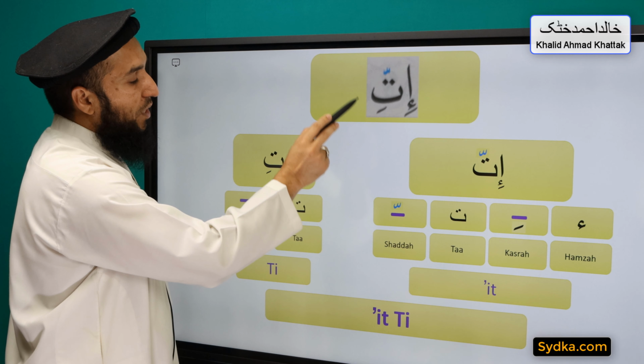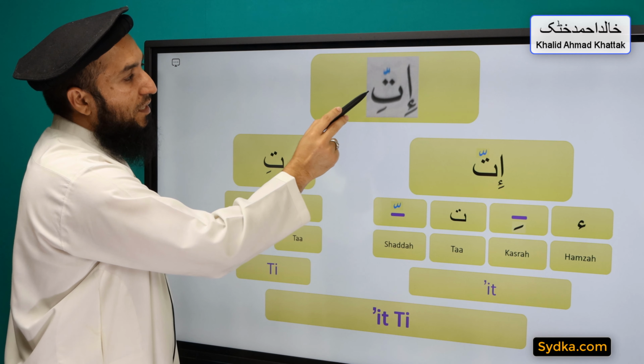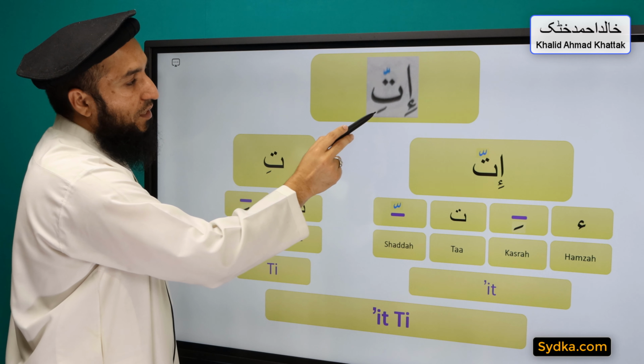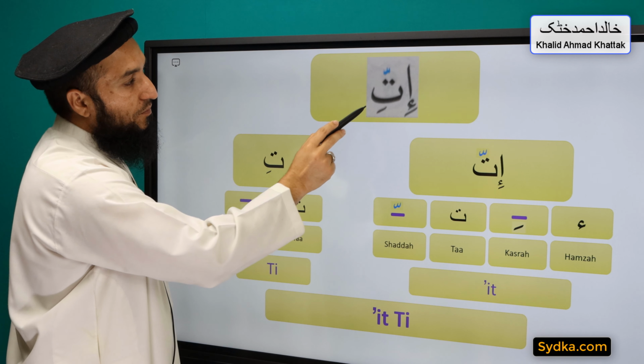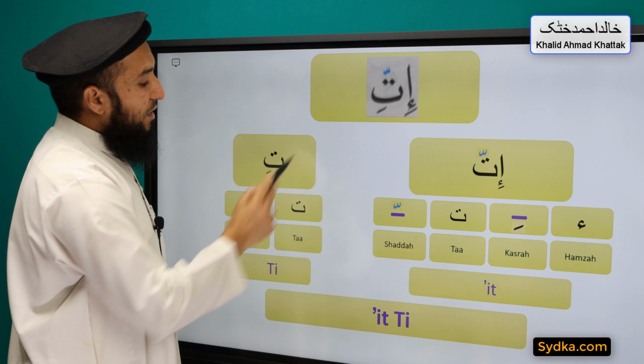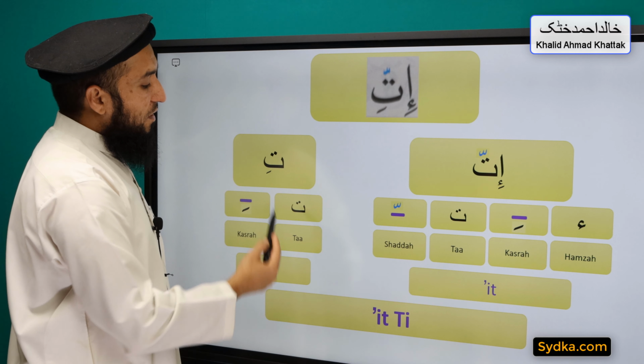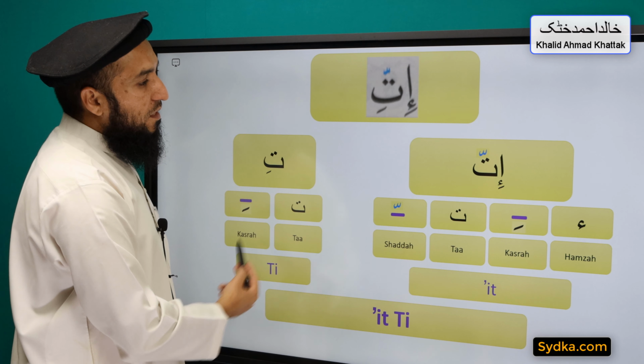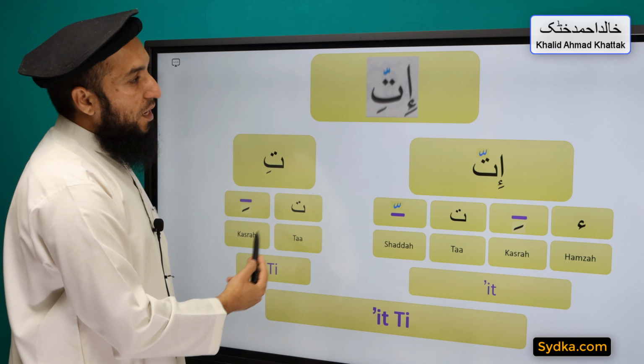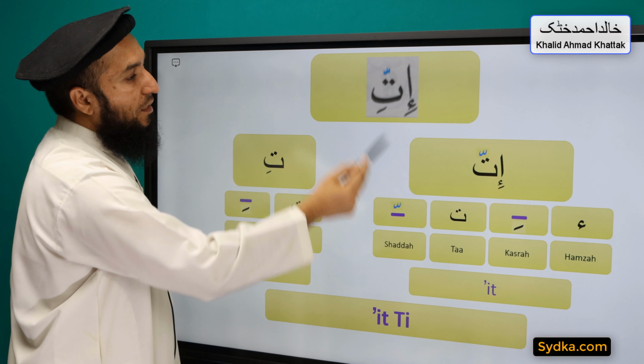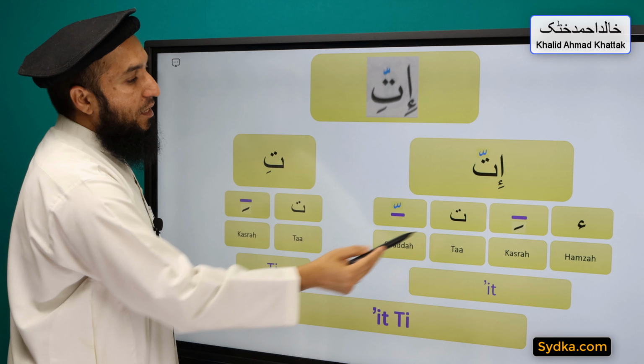The second syllable we have is ta kasrati. Ta is a light letter, it has kasra underneath and it is prolonged for one count. Ta kasrati. Combining both syllables together we have itti, itti, itti.